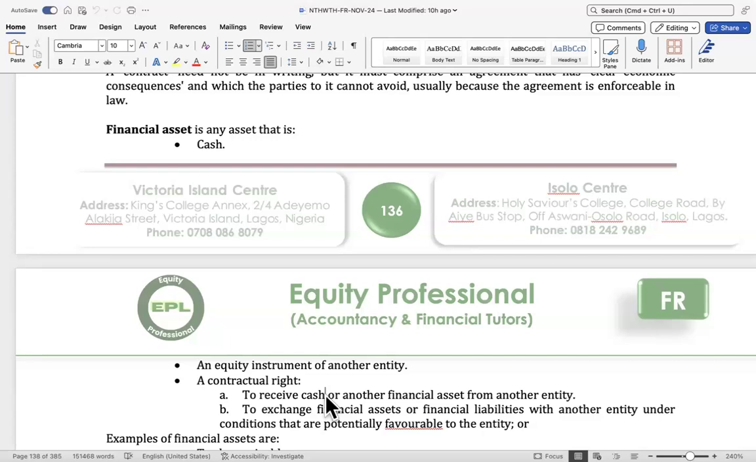So again, financial asset is cash, equity instrument of another entity, contractual right to receive cash. Know that one first. Know it very well. Then you'll be able to identify most financial assets they will give you in the exam. You'll be fine. Cash, equity instrument of another entity, contractual right to receive cash. So again, I think you now understand what we are talking about. Now let me ask you another question.